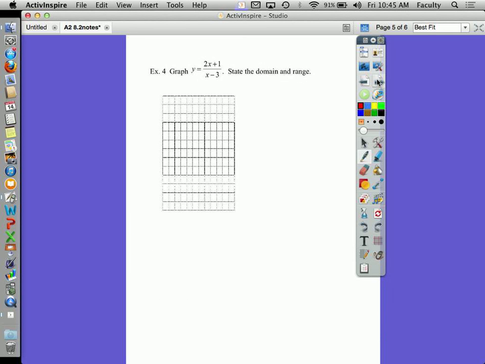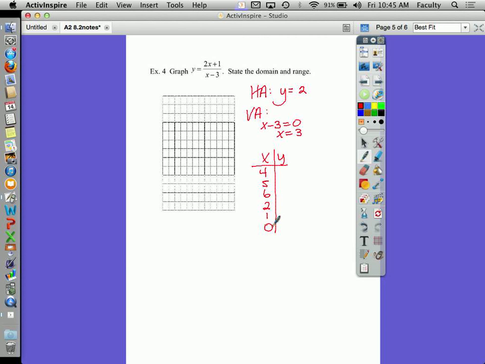Okay, so let's try to do one graph like this. Again, you always want to start with your vertical and horizontal asymptotes. So what is my horizontal asymptote on this one? 2, because it's 2 over 1. The vertical asymptote is the same. You still set the denominator equal to 0. And then you make a table of values, 3 to the right, 3 to the left. So I'm going to go 4, 5, 6, 2, 1, 0.